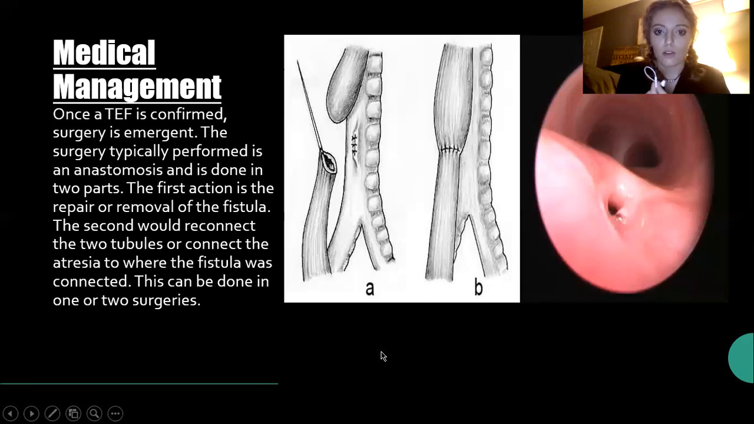So this procedure can be done in one or two surgeries. They could first just remove the fistula and disconnect it, and then they would be put on a PEG tube feeding and stuff like that for however long. It just depends on the patient. How early this was diagnosed has a lot to do with how well the outcome is.